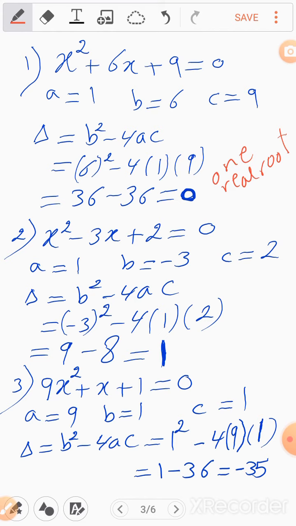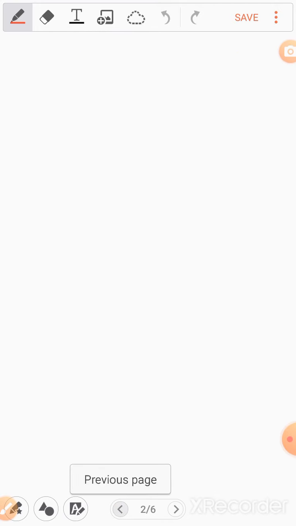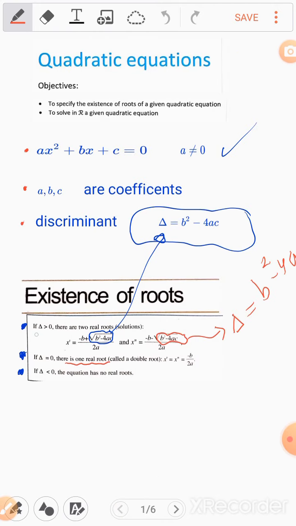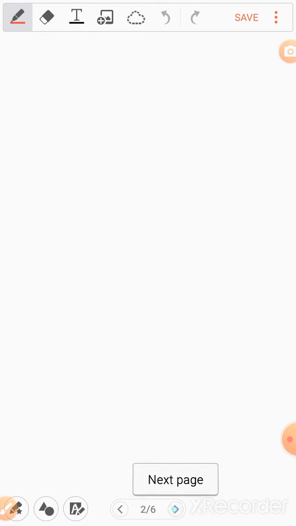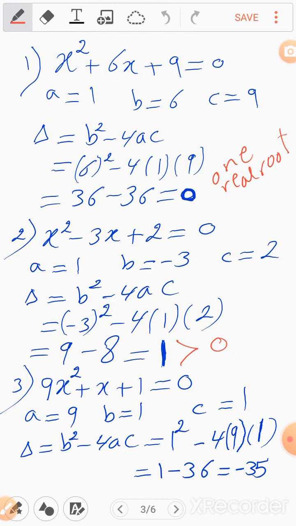And if delta is equal to 1 in the second exercise, it is positive. So if delta is positive here, there are 2 real roots or solutions. So we have two real roots because delta is positive.